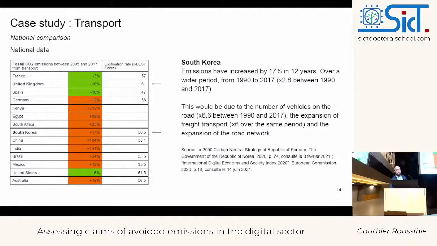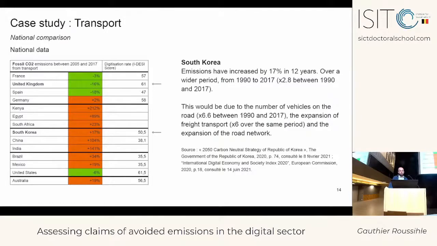But for South Korea, emissions have increased by 70% in 12 years. And on a wider period, emissions have been multiplied almost by three between 1990 and 2017. It's mostly because the number of vehicles on the road multiplied by 6.6 in the same period, and freight transport was multiplied by 6. So there is something interesting here, according to the last presentation: how digitalization is linked to the expansion of freight transport would actually be an interesting question.